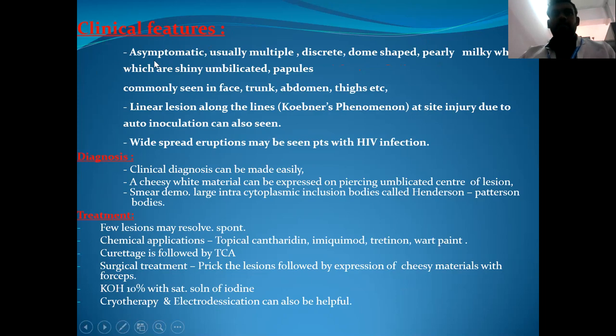So they will present with asymptomatic, usually multiple discrete dome-shaped pearly milky white papules, and they will be umbilicated. That means there will be a central depression in these papules. It is commonly seen on the face, trunk, abdomen, thighs, etc. And a linear lesion along the lines, that is the Koebner's phenomenon at the site of injury, is also seen.